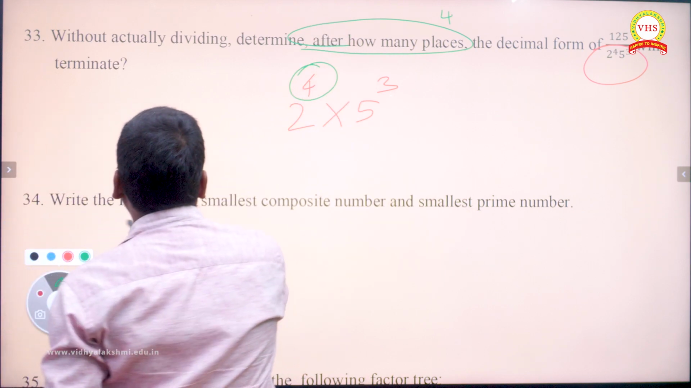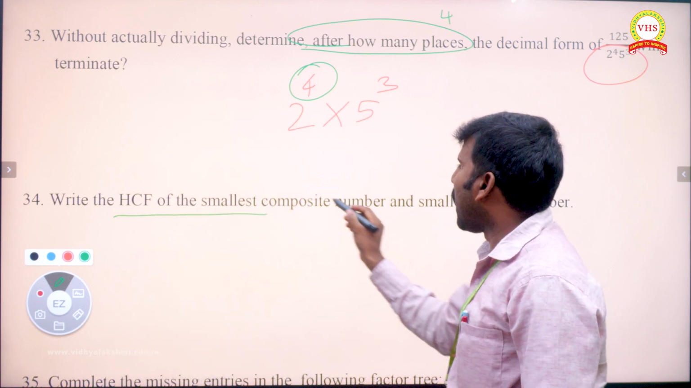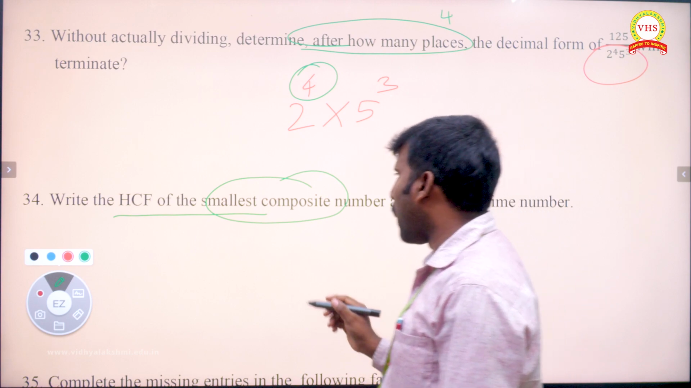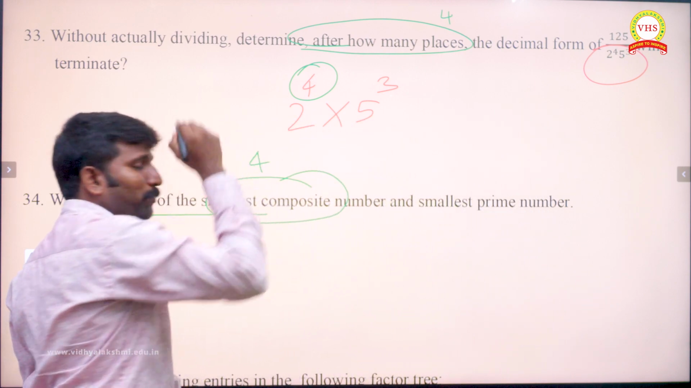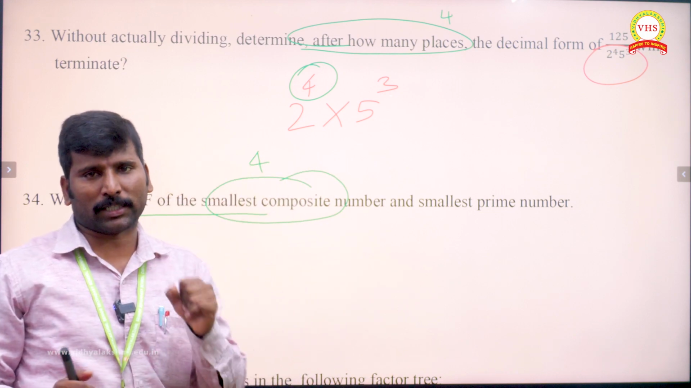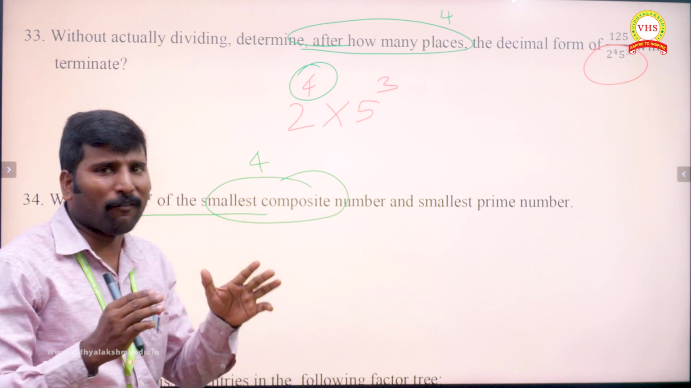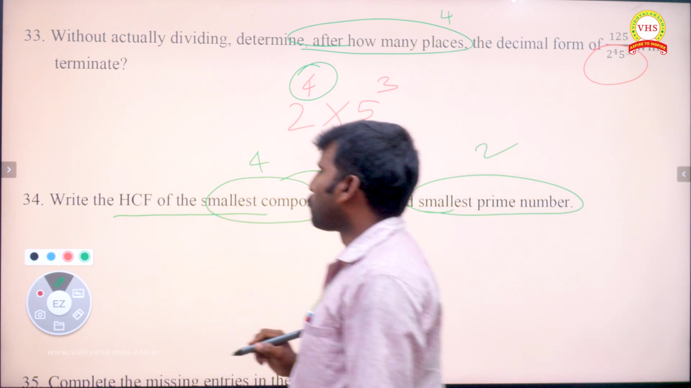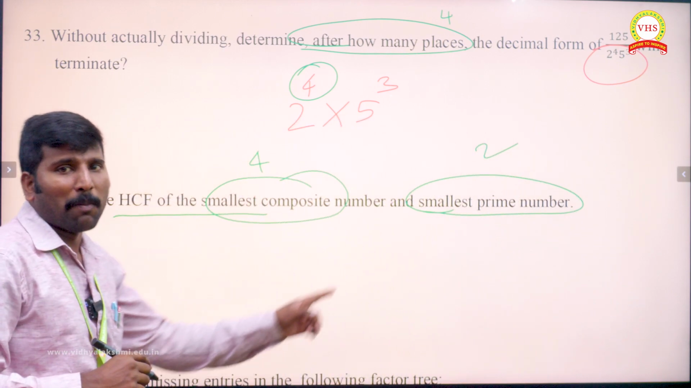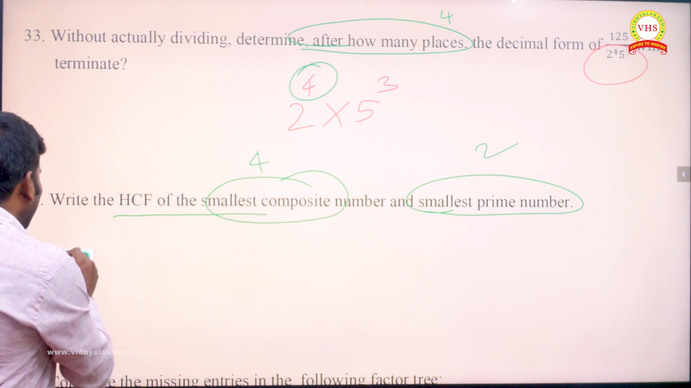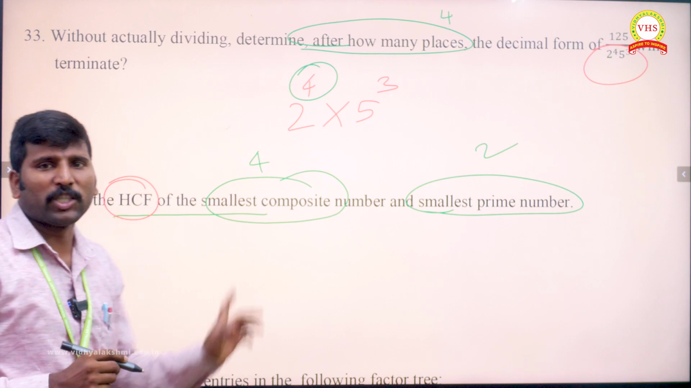Now, write the HCF of the smallest composite number and the smallest prime number. Smallest composite number is 4, because 2 is prime, 3 is prime, and 4 is the first composite. Smallest prime number is 2. Smallest composite number 4. And they are asking the HCF of these two numbers.